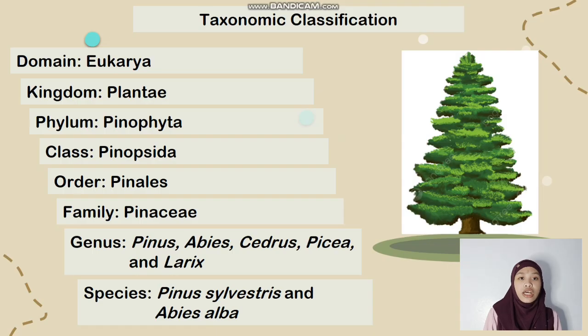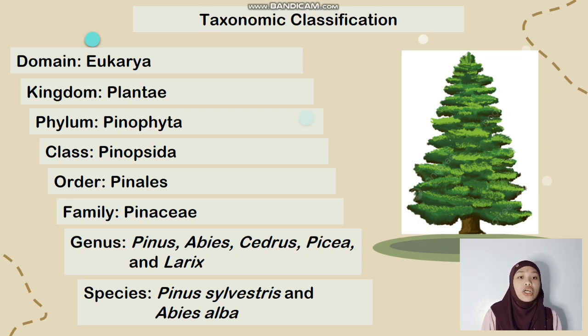Taxonomic classification, domain Eukarya. This domain includes organisms with eukaryotic cells that have a nucleus. Kingdom Plantae, the kingdom of all plants which are multicellular and primarily photosynthetic. Division or phylum Pinophyta, coniferous trees that produce seeds in cones and have needle-like leaves. Class Pinopsida, gymnosperms with cone-bearing trees and needle-like leaves.